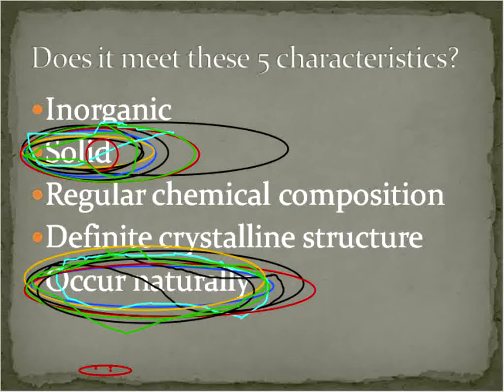Okay, so yes, you are correct. Obviously we know a pearl is a solid. It does occur naturally. It also can be made in a lab. Pearls do not have a definite crystalline structure. What shape are pearls? It's a circle, it's round, so it's not a definite crystalline structure.